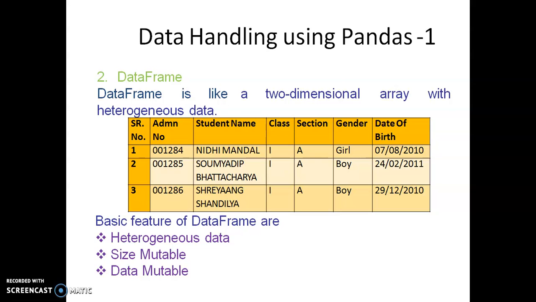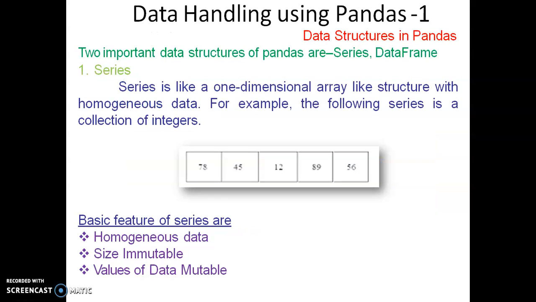Size mutable means we can change the size, even the size of the data frame, such as height and width in a 2D array, at any time. And data is mutable means size and data are both mutable. Now if I compare data frame and series, what differences do I get? In data frame, heterogeneous data is there, size and data both are mutable, that is, they can be changed even after creation. But in the series, homogeneous data is there, meaning identical data, size is immutable and values are mutable.